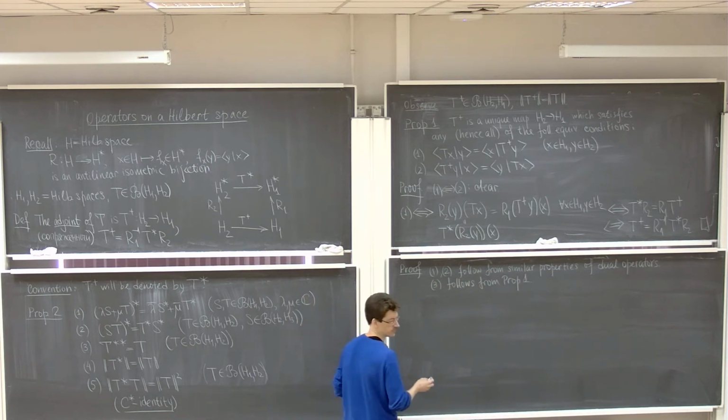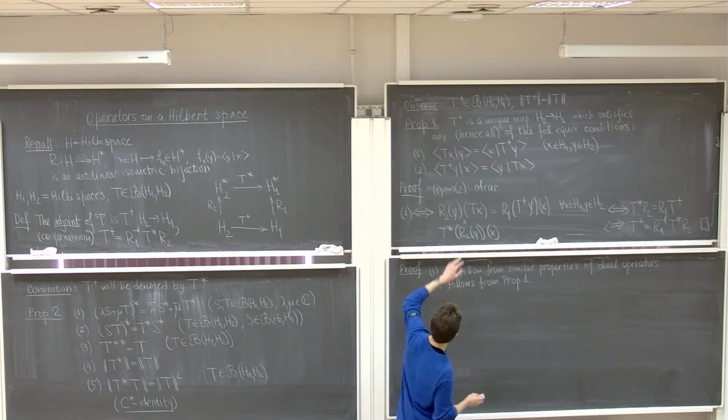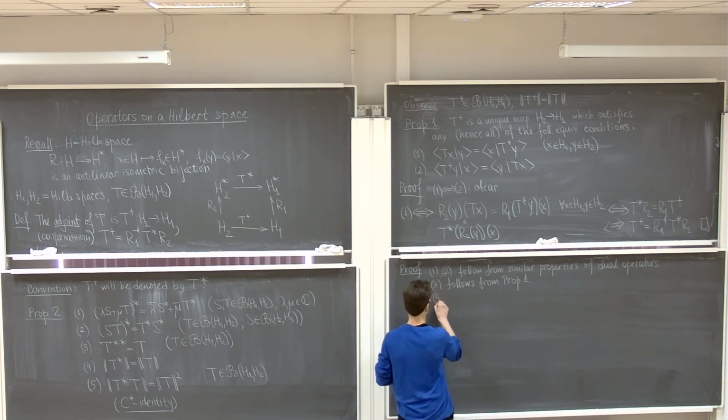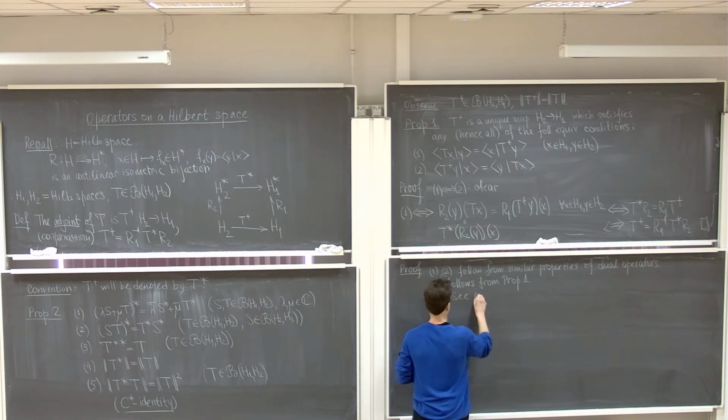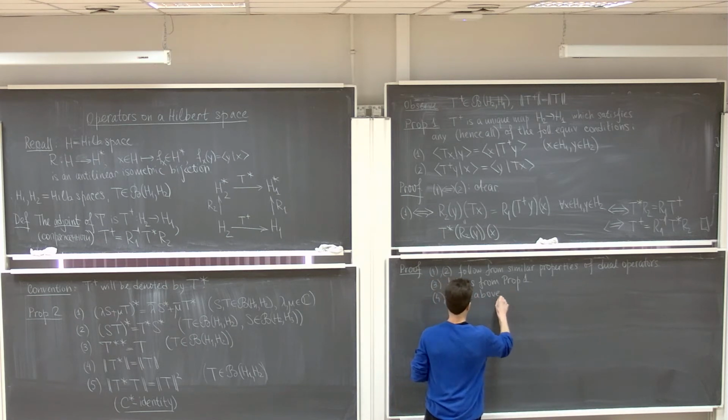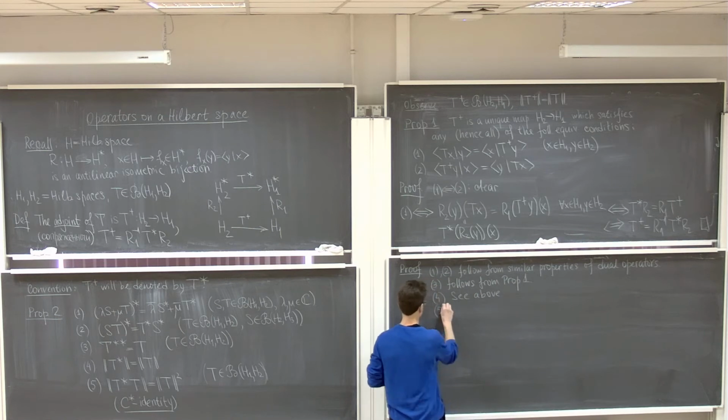Property 4 was already mentioned before at the top of that blackboard. So let's prove the C-star identity, property 5.